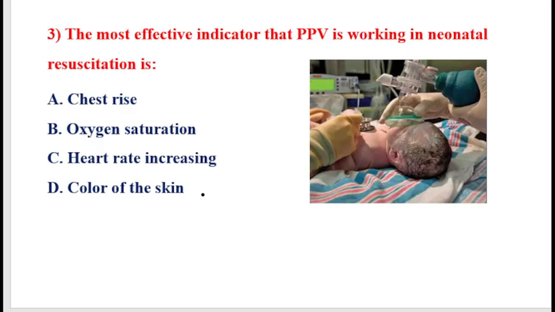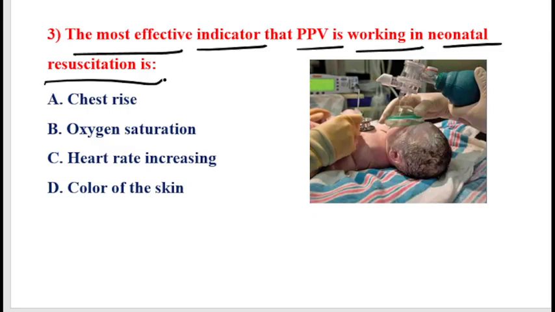Okay. Next question: the most effective indicator that positive pressure ventilation is working in neonatal resuscitation. When you do positive pressure ventilation, you can see here we are giving it by Ambu bag and mask. Breaths are given at the rate of 40 breaths per minute. How do we say that the positive pressure ventilation is effective, that it is working? The question is, what is the best indicator that positive pressure ventilation is working in the neonate during neonatal resuscitation?